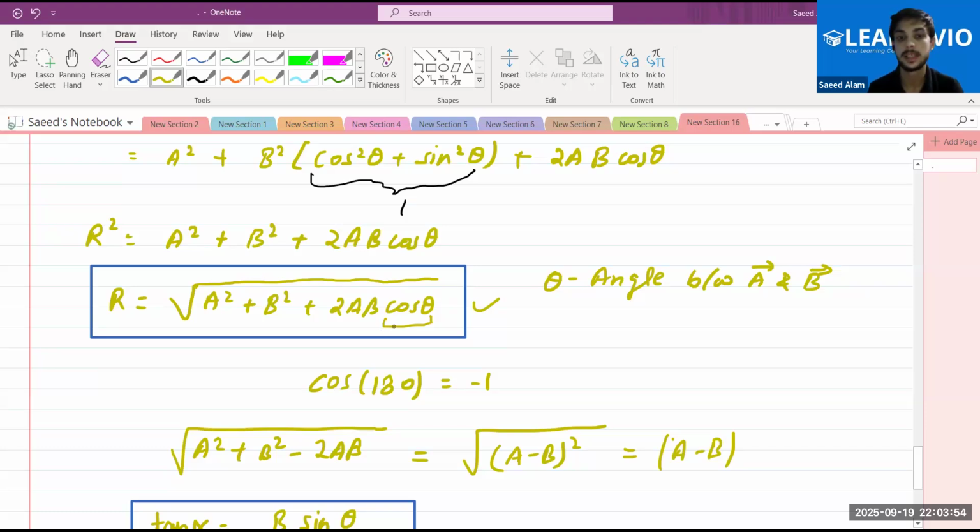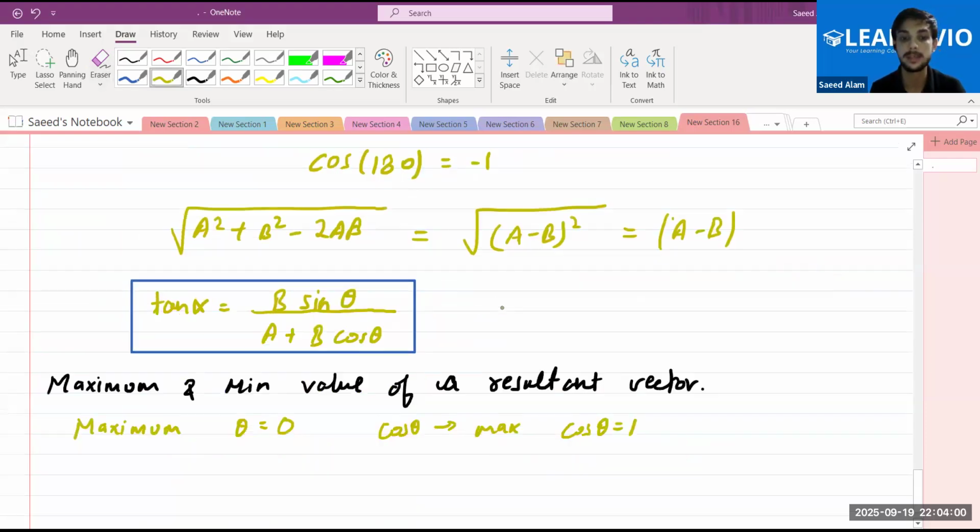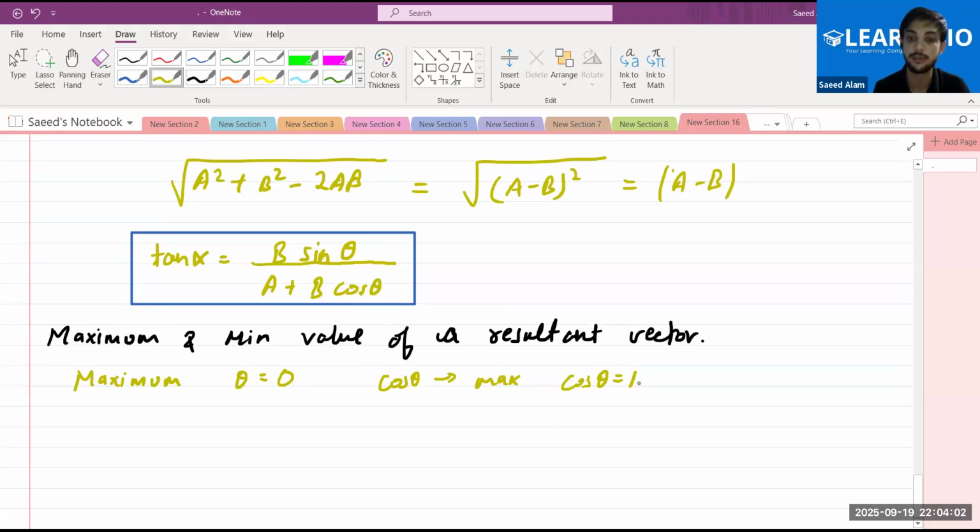Yes or no? Yes. And the maximum value of cos theta is 1. So theta is 0 at that particular point. To maximize the result, you have to take theta to be 0 and the resultant comes out to be A plus B. Simply, the resultant R, I can write it as R equals A plus B. Is this okay?